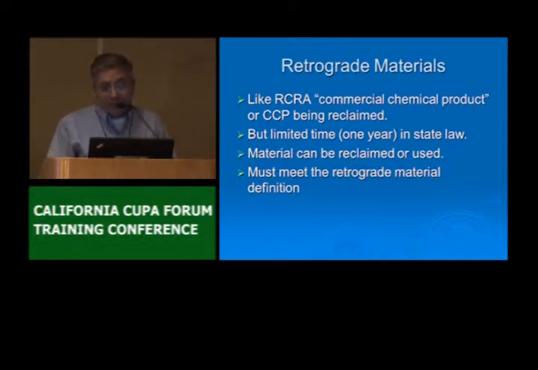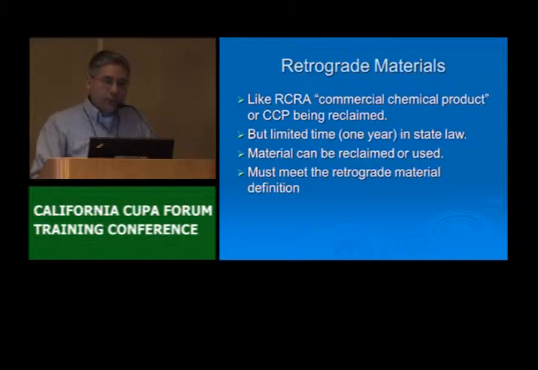So basically, there's actually up to 2 years. You have a year from it becoming retrograde at the generator site to get back to the manufacturer, and then the manufacturer can get up to another year. So almost a 2-year exemption, but it has time limits, unlike the EPA exclusion. For the most part, this applies to commercial chemical products, although the state regulation in 66261.2 applies the retrograde materials provision to sludges and byproducts as well. The material going back as retrograde can either be reclaimed or used.